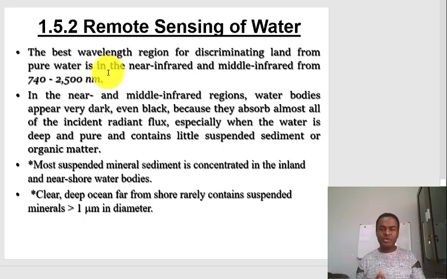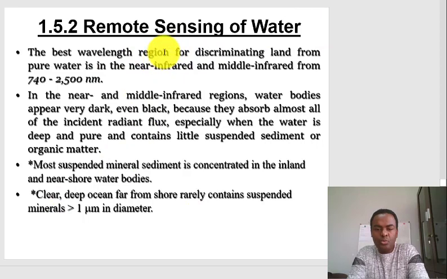changes of water bodies. For example, if you go to Abaya, Chamo, these are water bodies, Lake Tana, Lake Hawassa, Lake Ziway. If you want to know the temporal changes of these water bodies, you need to know which wavelength region is best to use, okay? So most of the time, suspended sediment will affect the original reflectance of pure water. In that case, you will have a different application scenario.